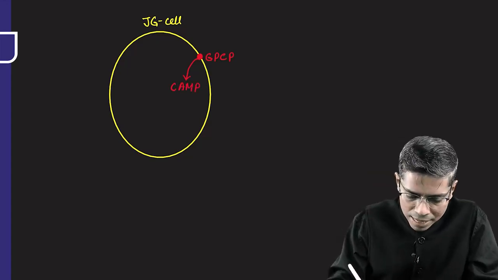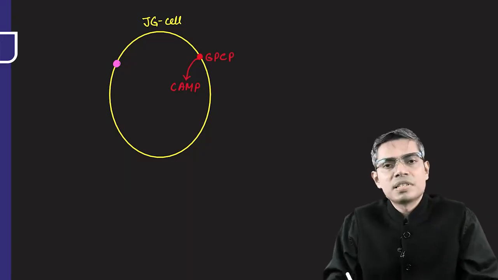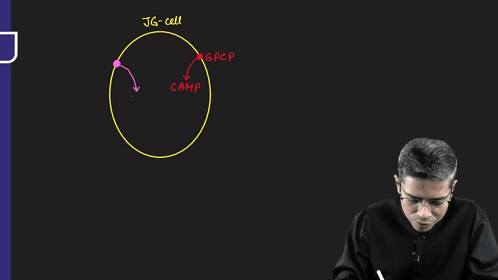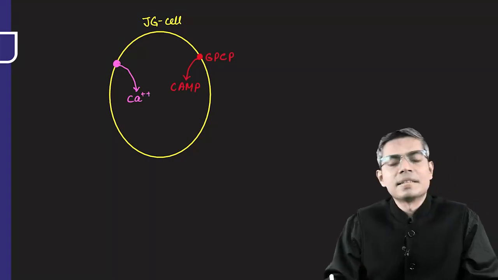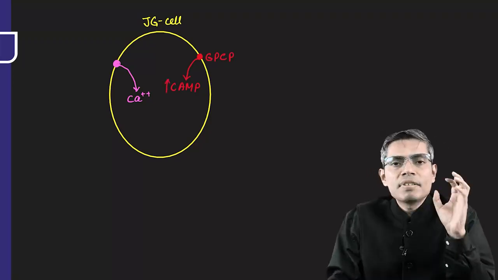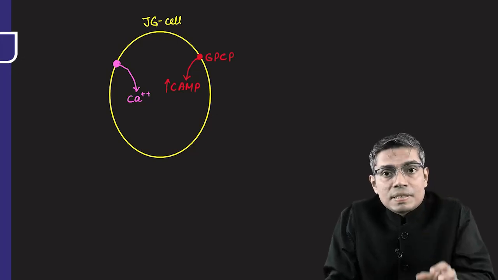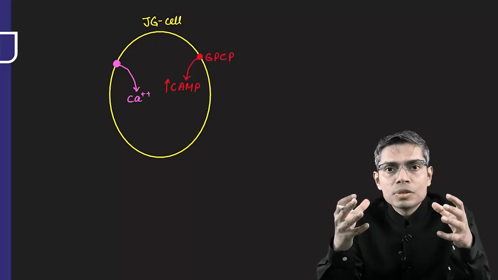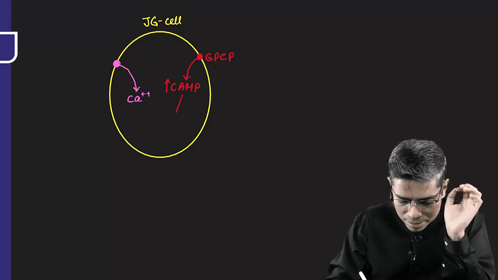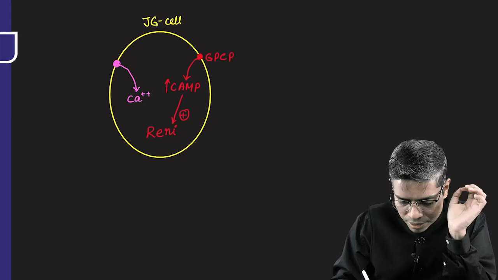And I am drawing another GPCR here. This is also a G protein coupled receptor, but this one is a Gq type. Gq type means the second messenger that it is going to produce is an increase in intracellular calcium. So suppose there is an increase in intracellular cAMP. What will happen? It will cause degranulation of this JG cell. The JG cell contains granules, and those granules contain renin. So basically I am saying if there is an increase in cAMP, it's a stimulus for secretion of renin.